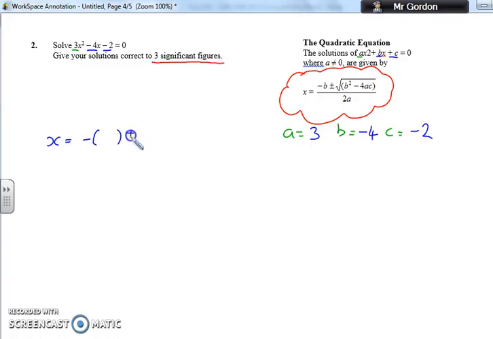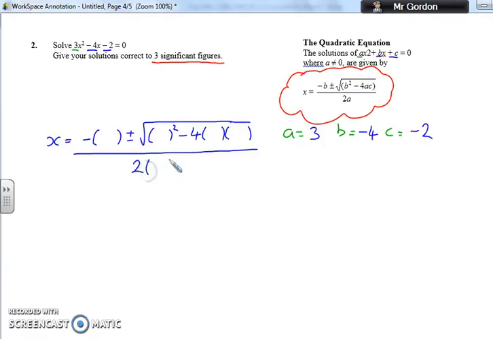Then I'm going to put plus, minus, and I've got the square root. And underneath the square root sign, I've got B squared. So I'm going to leave another bracket for my B value, squared. And then it's minus 4 times A, so another letter. Leave a bracket for that. Just extend that square root sign a little bit. And then C goes there. And that's all being divided by 2 times A. Again, I'll leave a bracket there for me to put my value in a moment.